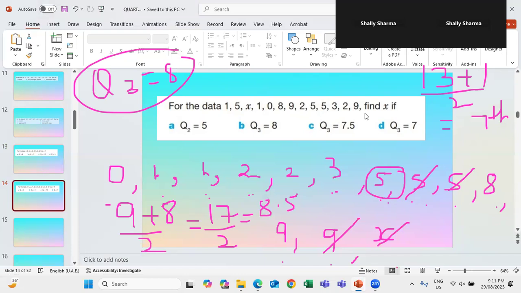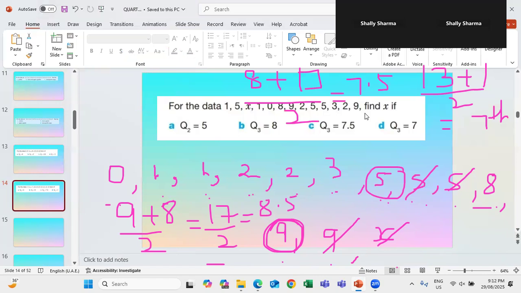So what I need to do in this question, this is 8 plus 9. Again, I will not take this 8. Instead of 8, this 9 I will not take. The higher value you have to exclude. Lower value 8 plus something over 2, it should come out as 7.5. Once you write this whole thing, after that you just need to solve this equation.